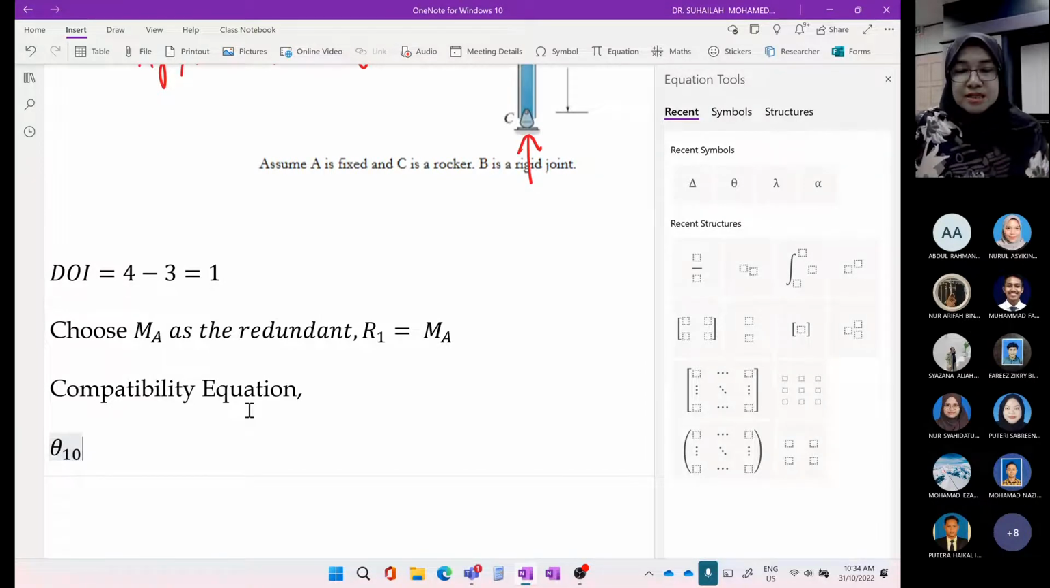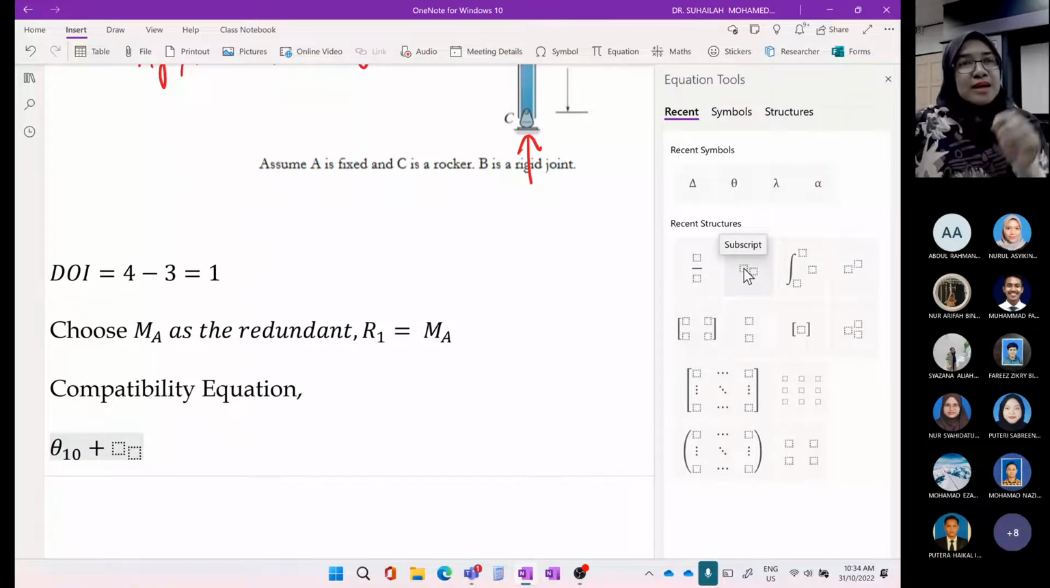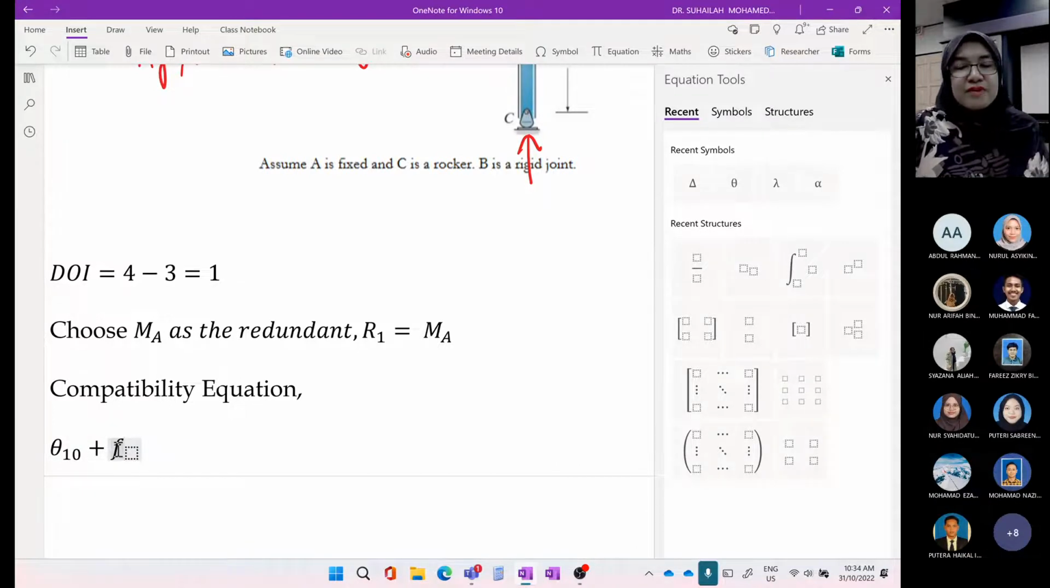Plus F11. When we use theta 1 knot, it will follow F11. If we use theta A knot, it will be FAA. This time we use theta 1 knot, so it will be F11. F represents rotation here. F is the flexibility coefficient, so F is compulsory here. In the compatibility equation, we always have F.